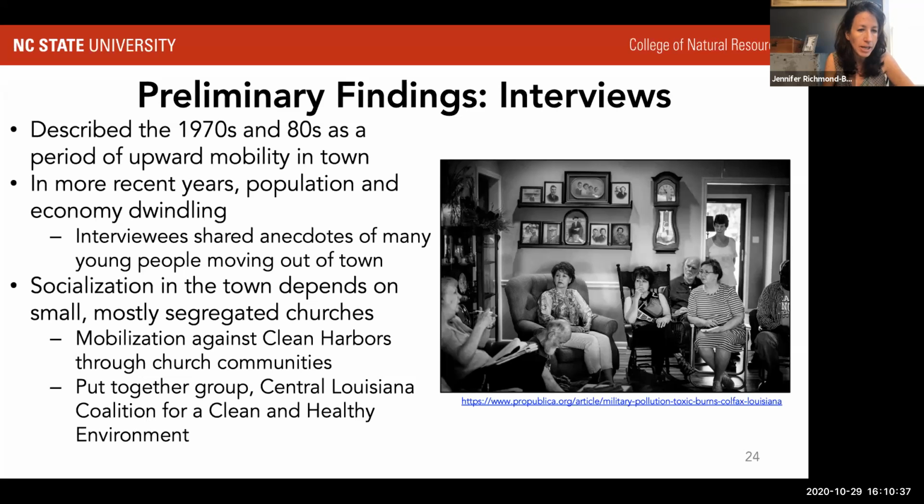Socialization in the community largely depends on these small, mostly segregated churches in town. That's been a key tool in mobilization of the community against the Clean Harbors facility. And they formed this group, the Central Louisiana Coalition for a Clean and Healthy Environment, which I mentioned earlier. We can see a meeting pictured on the right. This is actually from that same ProPublica article as earlier. Brenda Valley, the leader, and the person who we've been in touch with most, is standing towards the right in the door frame. And actually Wilma Subra, who is from the Louisiana Environmental Action Network and has been involved in many EJ studies in Louisiana over the years, is seen talking at the left to different community members.